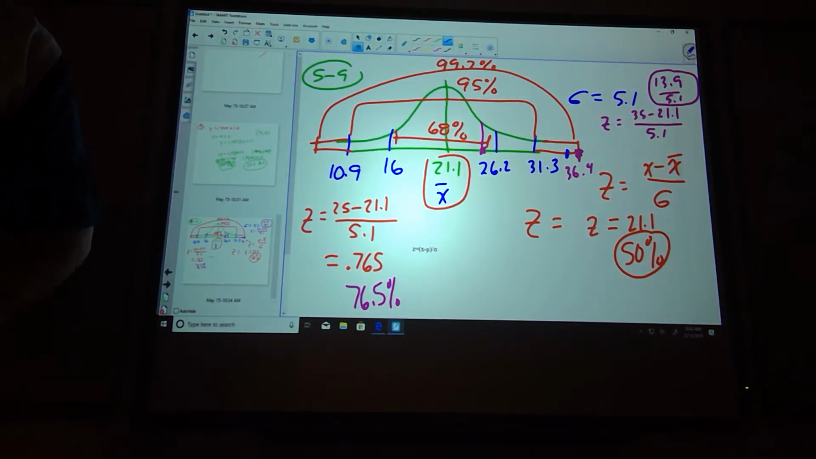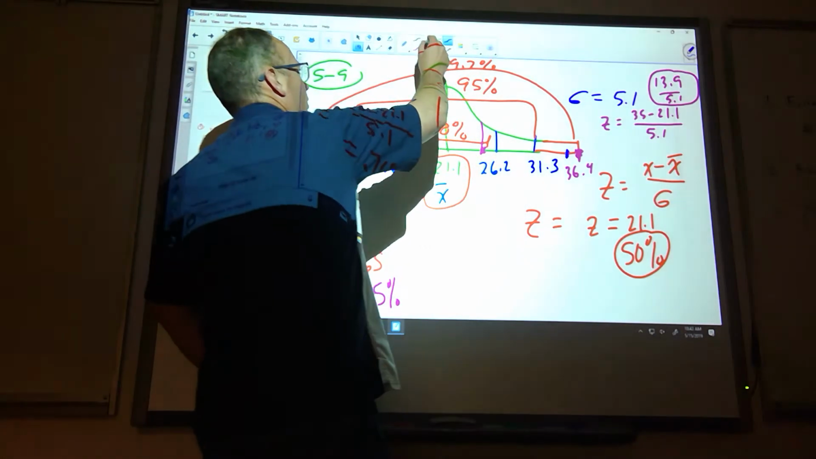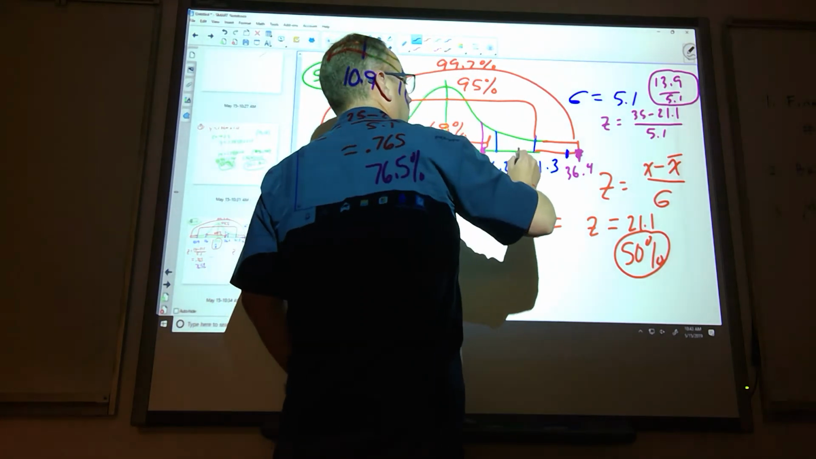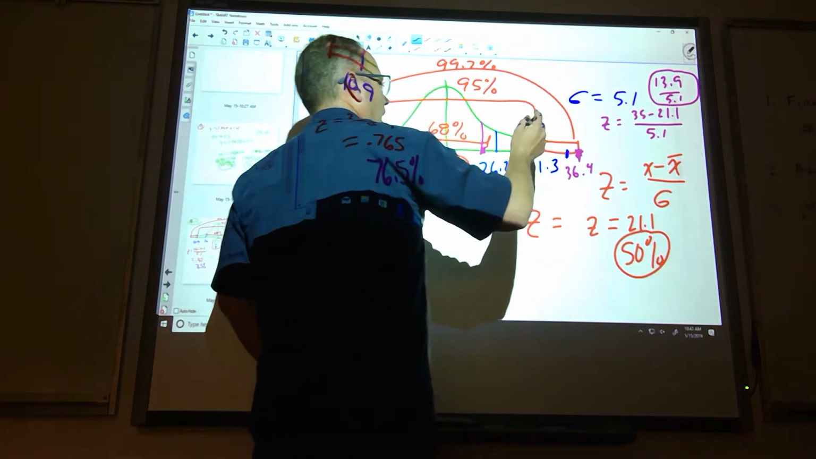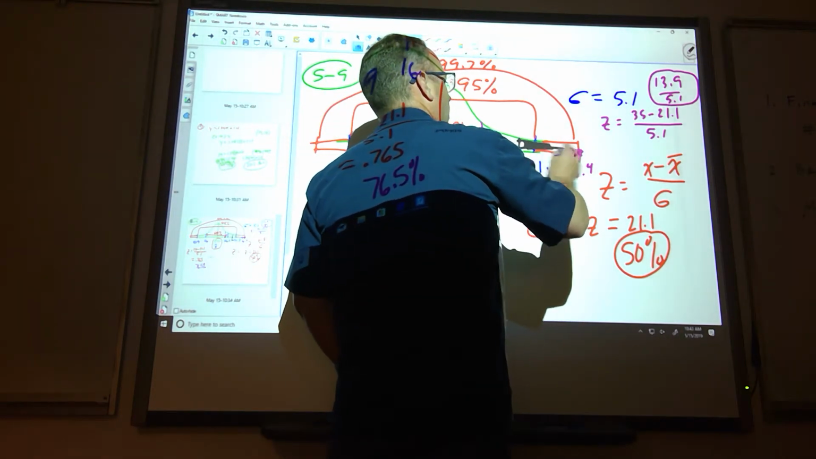All right, let's see. What percent of the students score above a 30? So think about where a 30 would be on this right here. Here would be a 30, somewhere in that region. So we're talking about what percent is going to fall over here.